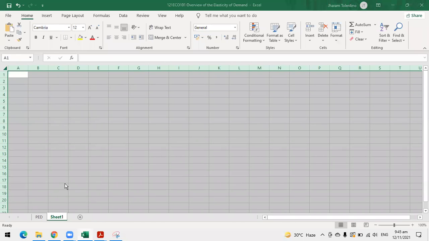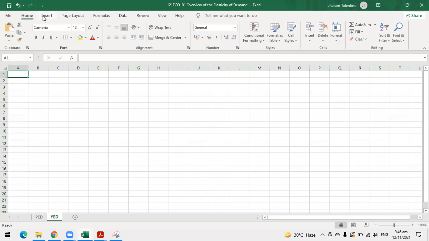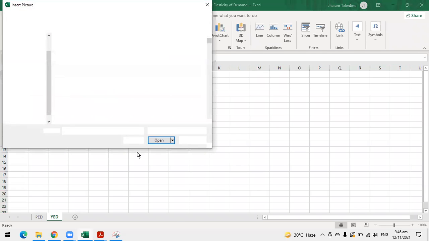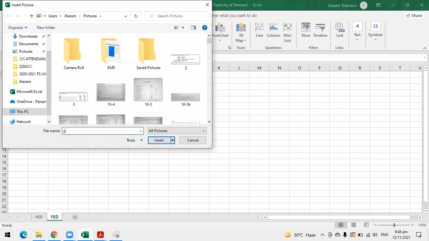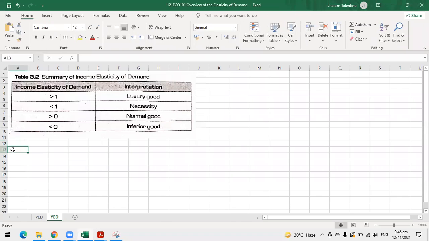Hindi kayo mahilig, no? Ako, ayaw ko ng Pilipino eh. Kung may gusto man akong Pilipino, silang dalawa lang. Yeah. Silang dalawa lang. Liza Soberano lang ako. Liz Queen. So we have here the YED. Yada, yada, yada, yada. And then let's have the example number 1.